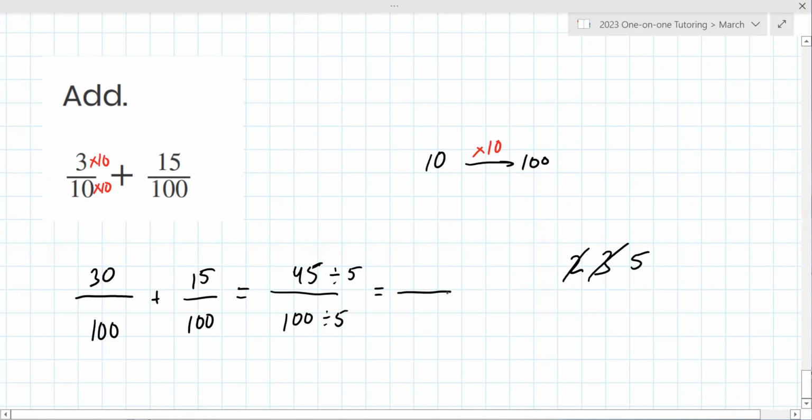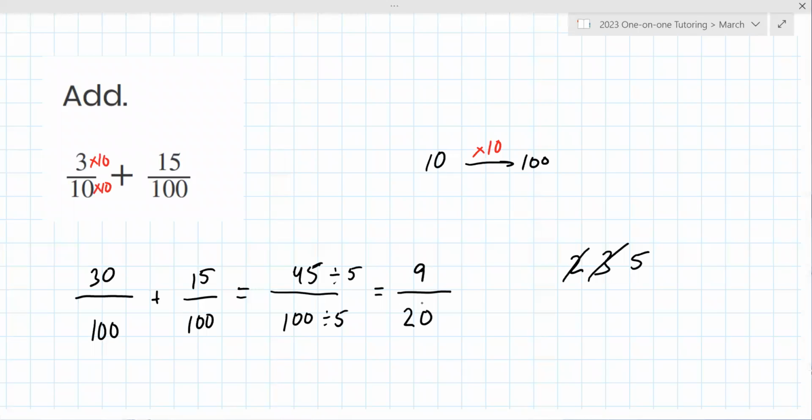Okay. Can you tell me what 45 divided by 5 is? 9 over 20. Any questions on that?